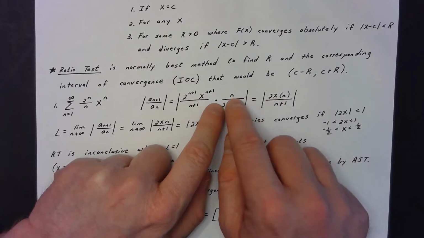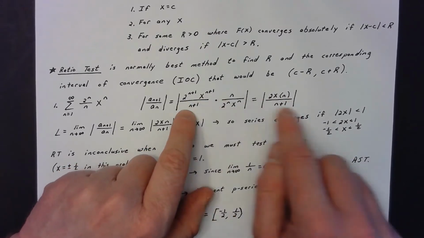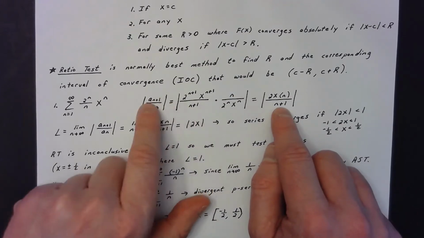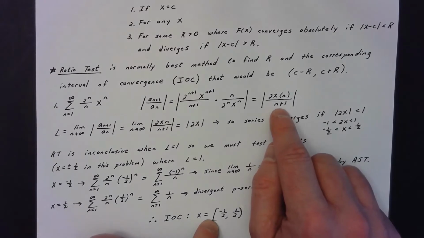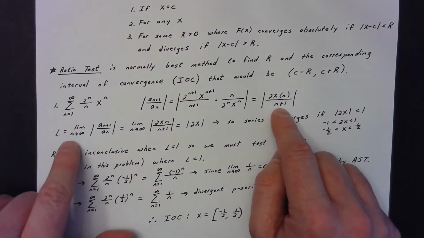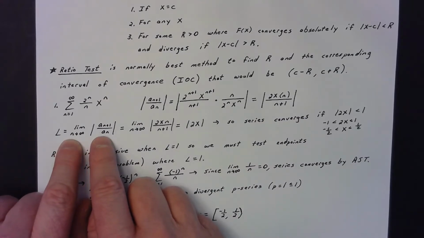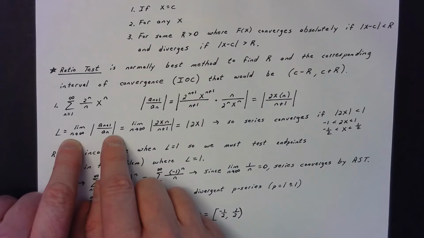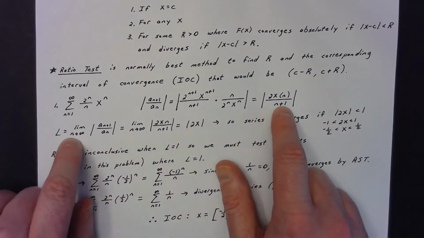Now, the terms that don't cancel are the n as a factor in the numerator and the n plus 1 in the denominator. So just looking at the absolute value of a sub n plus 1 over a sub n, I know I get this. Now, the ratio test tells me to take the limit as n approaches infinity of that ratio of a sub n plus 1 over a sub n. And of course, it's the absolute value of that ratio. So I say I'm going to have the limit as n approaches infinity of the absolute value of this answer.